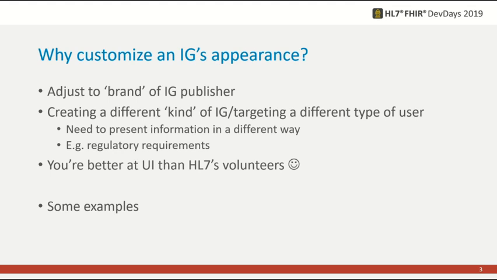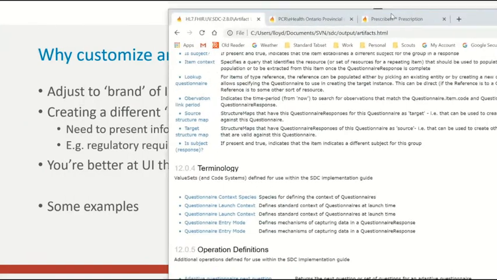So examples of the kinds of things that you might do or that have been done is, if I can figure out how to make my machine work, there we go.